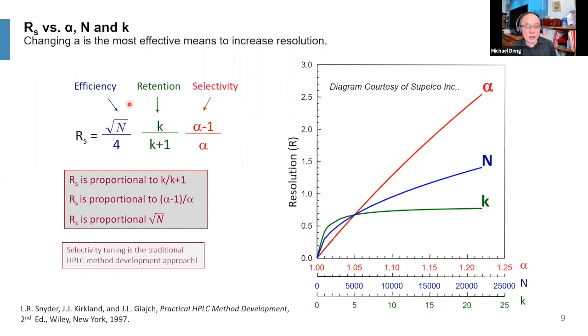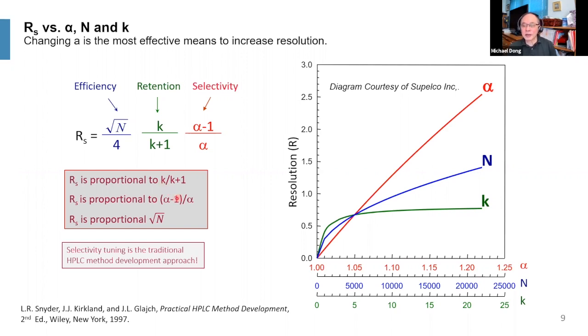Here's the resolution equation, okay? And here is how changing alpha, N, and K would affect resolution, right? So the first thing is that K is really not too great. Now, obviously, K cannot be equal to 0. K equal to 0 means all the analytes elute with the solvent front, right? So you're not doing chromatography, you're doing flow injection.